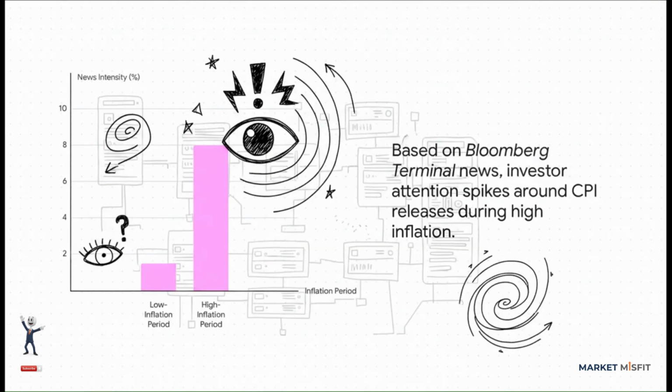This chart illustrates the mechanism perfectly. The Fed study actually measured news intensity on the Bloomberg terminal, which is the lifeblood of institutional investors. And during the high inflation period, news coverage around CPI releases just exploded. This is a direct measure of investor attention. So, you see, the market isn't just reacting to the data, it's reacting to the attention being paid to the data.